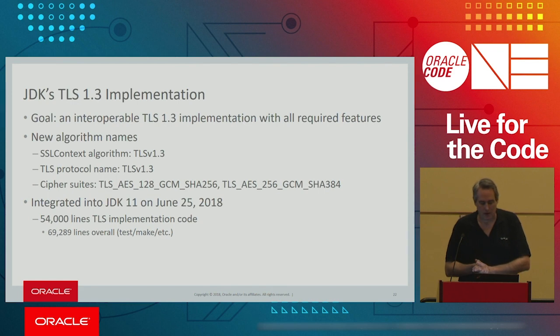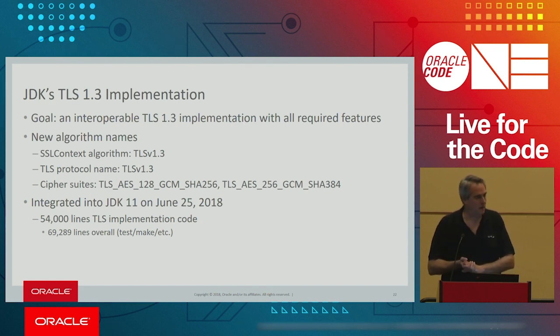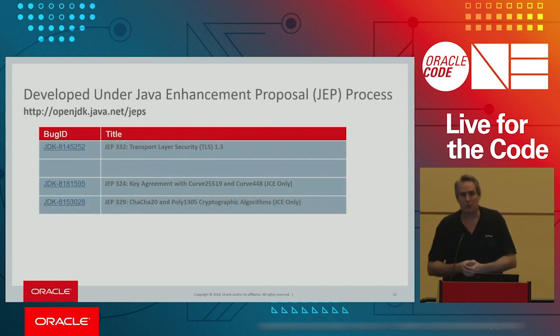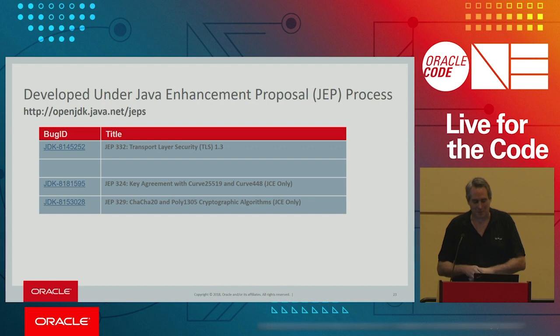On June 25th, we finished our implementation and we integrated it into JDK 11, and it was about 54,000 lines of TLS implementation code, as well as some other stuff that we added for makefiles, tests, and so on, and that took us to about 70,000 lines. So it was a fairly involved process. It was, of course, developed under the Java Enhancement Proposal process, or the JEP process, so anyone who's familiar with OpenJDK development knows what this is.